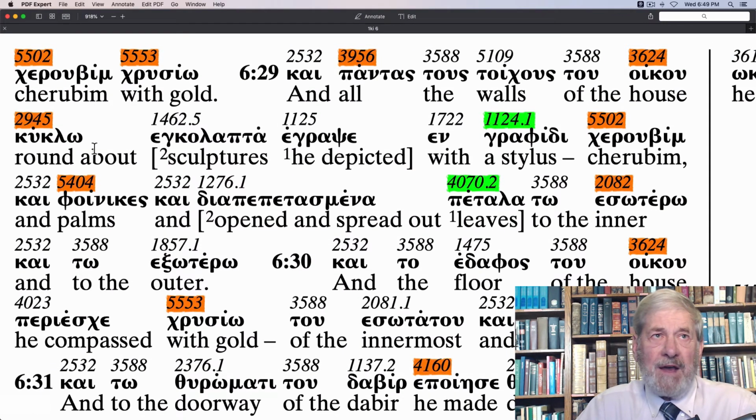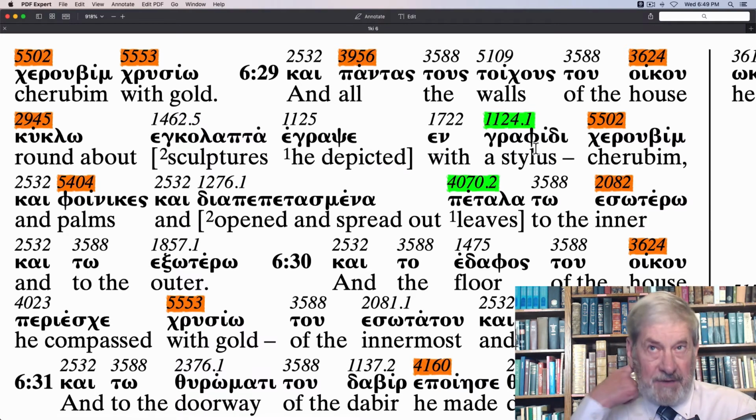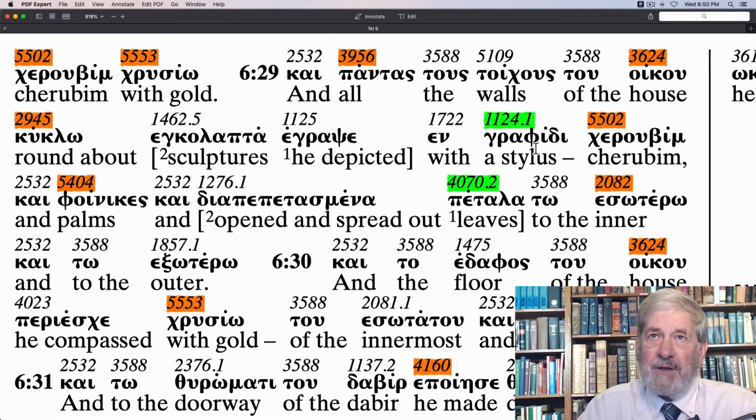In all the walls of the house round about, he depicted sculptures with a stylus. And there's another green one. So it's graffiti. Now, I think the word graffiti comes from that because it's done with a stylus marking something. In the olden days, they had graffiti in the restrooms, even in like the Colosseum and places in Rome and certain places. So the sculptures were cherubim and phoenix, and we have the word phoenix. Well, a city named Phoenix means the city of palms.